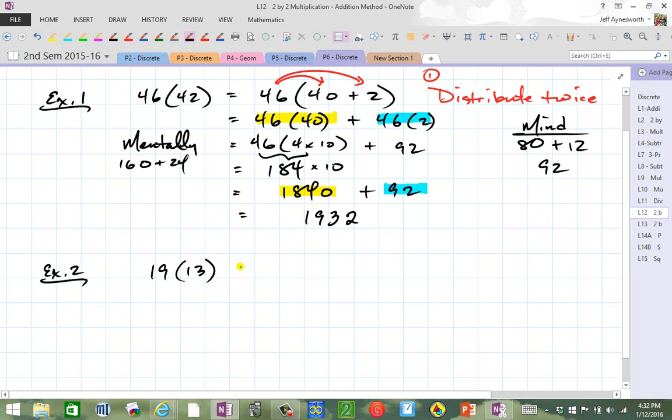Now I can rewrite this as 19 times 10 plus 3. So when you distribute through, I'm thinking 10 plus 3 in my mind. I don't actually write this out when I do it in my head. I think 10 times 19 first, and I come up with 190. And then I take 3 times 19, and that's 30 plus 27. All right, 3 times 19 is 3 times 10 plus 9, which is 30 plus 27, or 57.